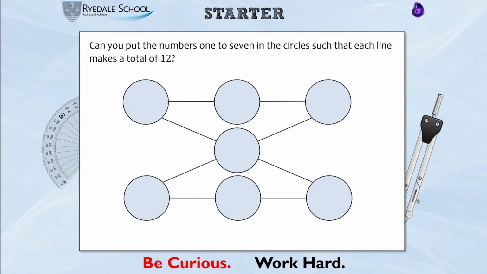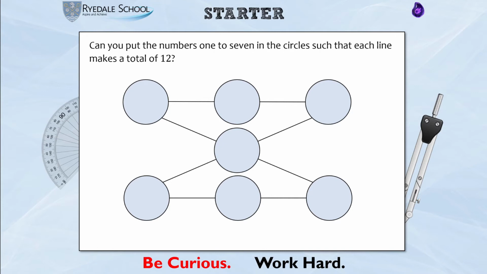Spend about 2 or 3 minutes on this, see if you can crack it. Can you put the numbers 1 to 7 in the circles such that each line, which is the two horizontals and two diagonal lines, no vertical lines, each line makes a total of 12? Please pause the video here because I'm about to go through the answer.